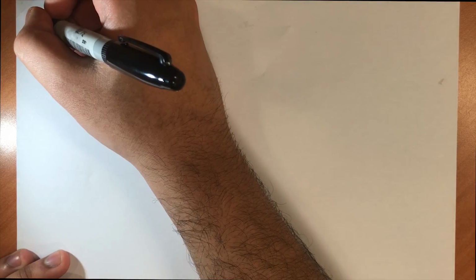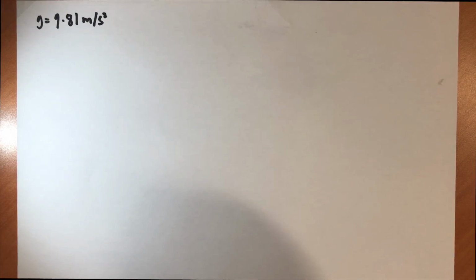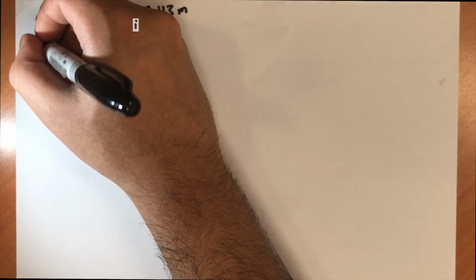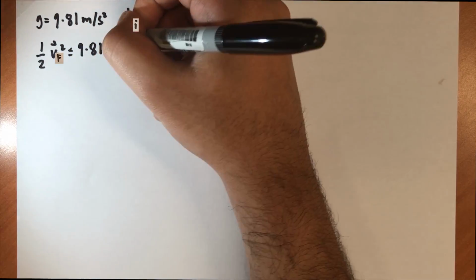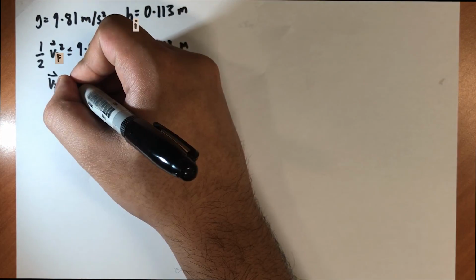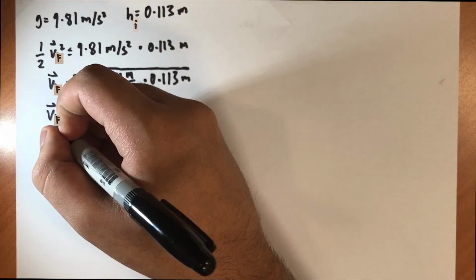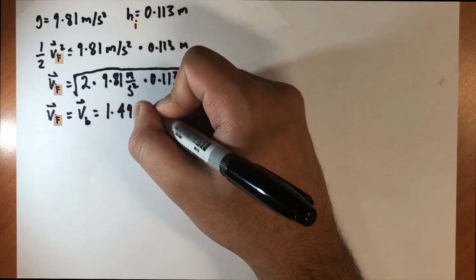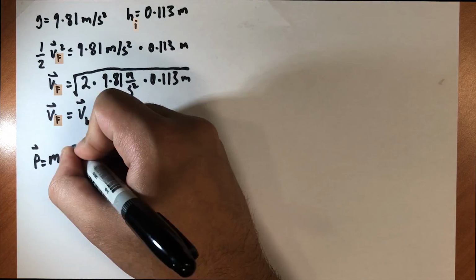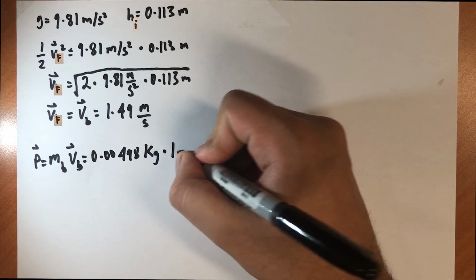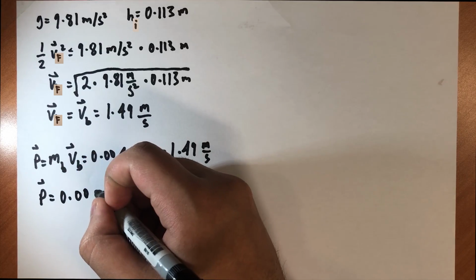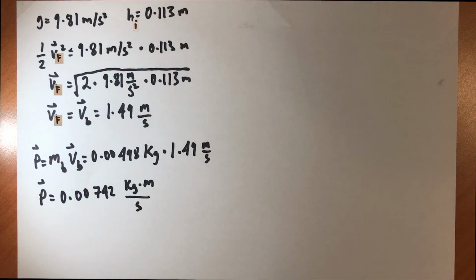As we know that g equals 9.81 meters per second squared and the height of the slide is 0.113 meters, we can substitute these values into the equation shown earlier to find the velocity of the blue marble immediately before the collision. We found this value to be 1.49 meters per second. To find the momentum of the system before the collision, we multiplied this value by the mass of the blue marble to produce a momentum value of 0.00742 kilogram meters per second.